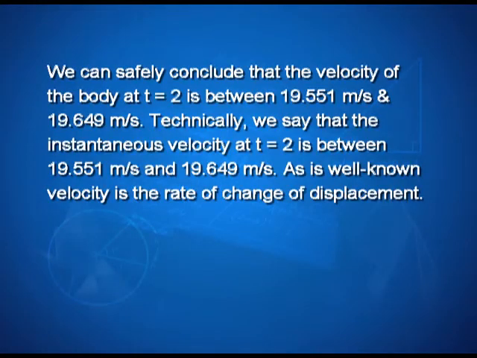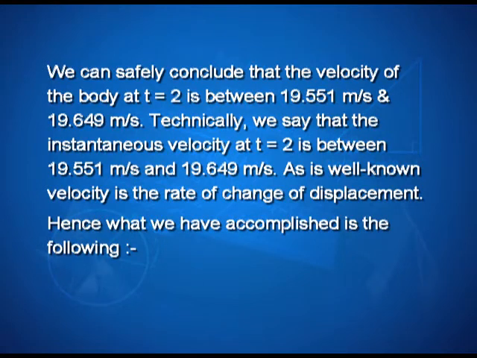We can safely conclude that the velocity of the body at t equal to 2 seconds is between 19.551 meters per second and 19.649 meters per second. Technically, we say that the instantaneous velocity at t equal to 2 seconds is between 19.551 meters per second and 19.649 meters per second. As is well known, velocity is the rate of change of displacement.